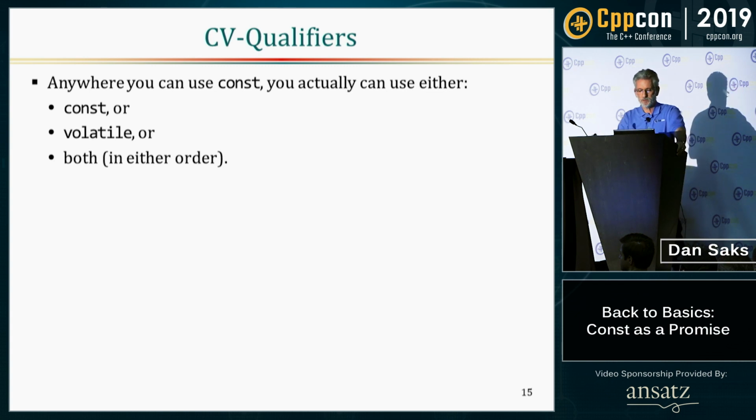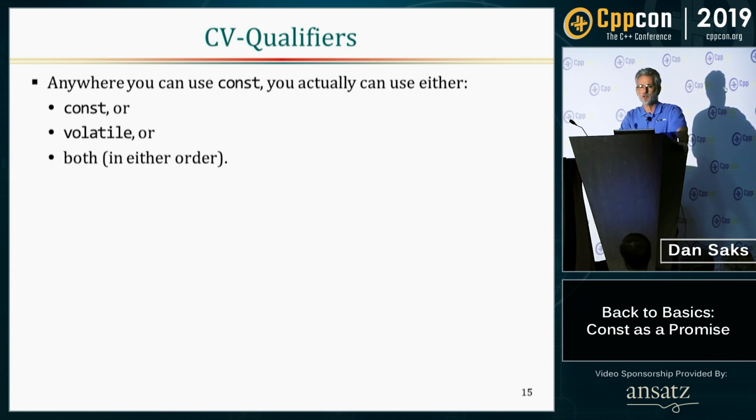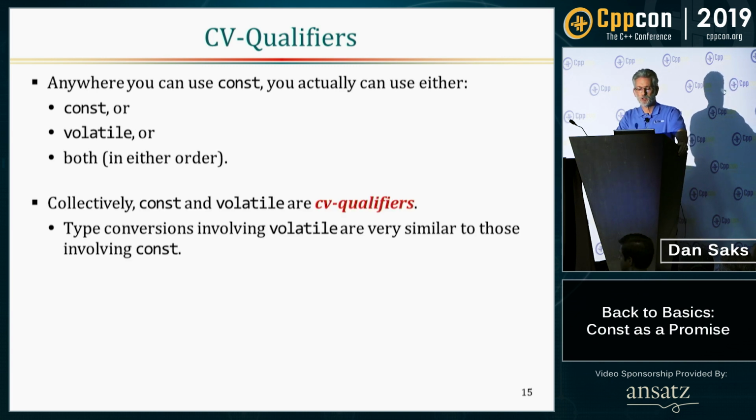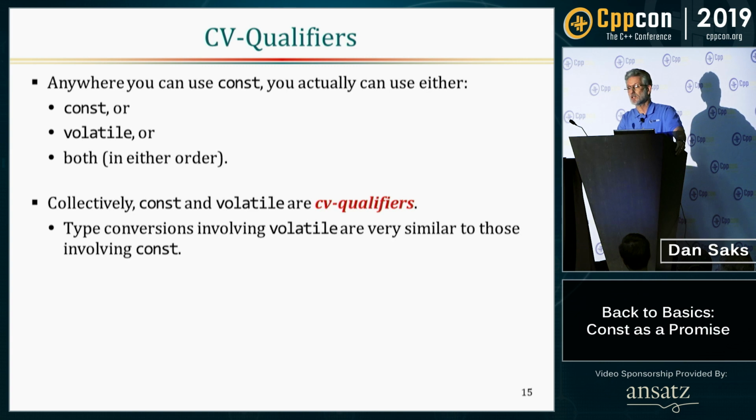Now, before I go on, I want to talk a little bit about some of the syntactic issues. First one is, I'm not going to say much about volatile here, but I do want to note that const and volatile are close cousins. Together, they're known as CV qualifiers because anywhere in the syntax that you can throw const, you can throw volatile, or you can throw both. And so collectively, they're called CV qualifiers. And although we're not going to talk much about volatile, one of the interesting side effects of this discussion is that once you learn the type conversion rules involving const, you know them for volatile as well. They're a very close parallel.